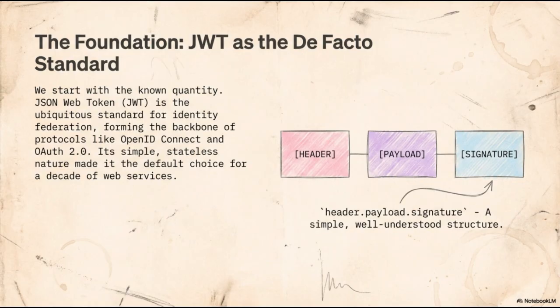To set the stage, we'll start with the industry standard, the JSON Web Token, or JWT. For over a decade, JWTs have been the backbone of identity federation, powering protocols like OpenID Connect and OAuth 2.0. Its design is elegantly simple and stateless, consisting of three core components: the header, the payload, and the signature. This well-understood structure is precisely why it remains the default choice for modern web services.